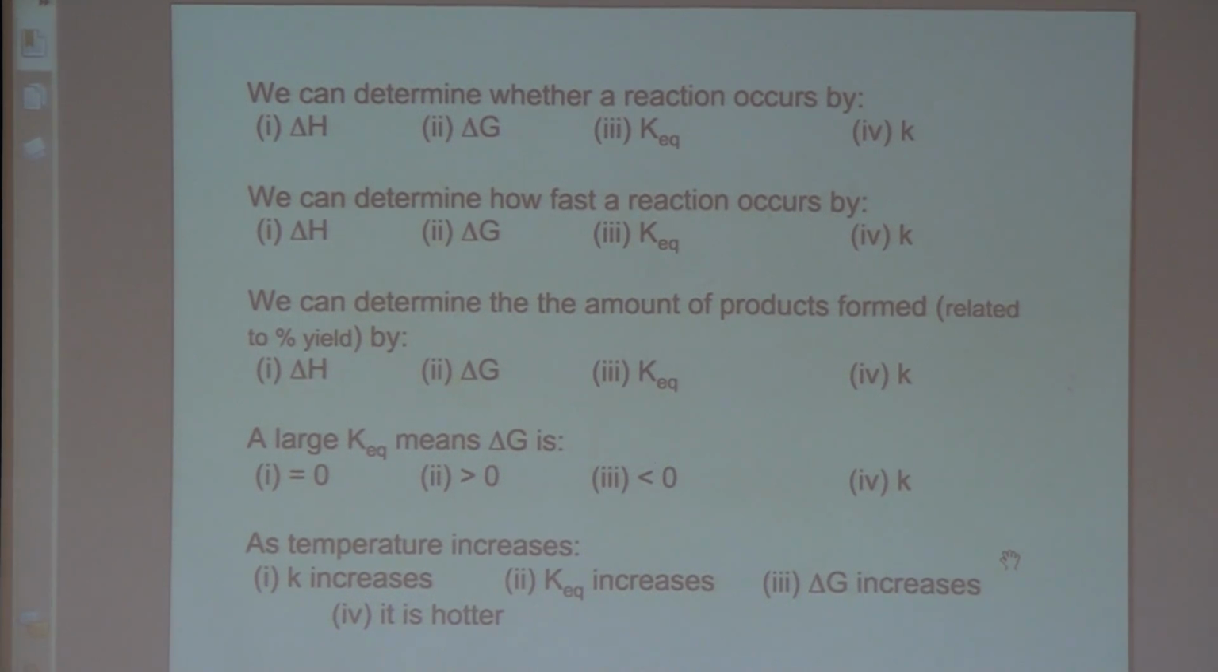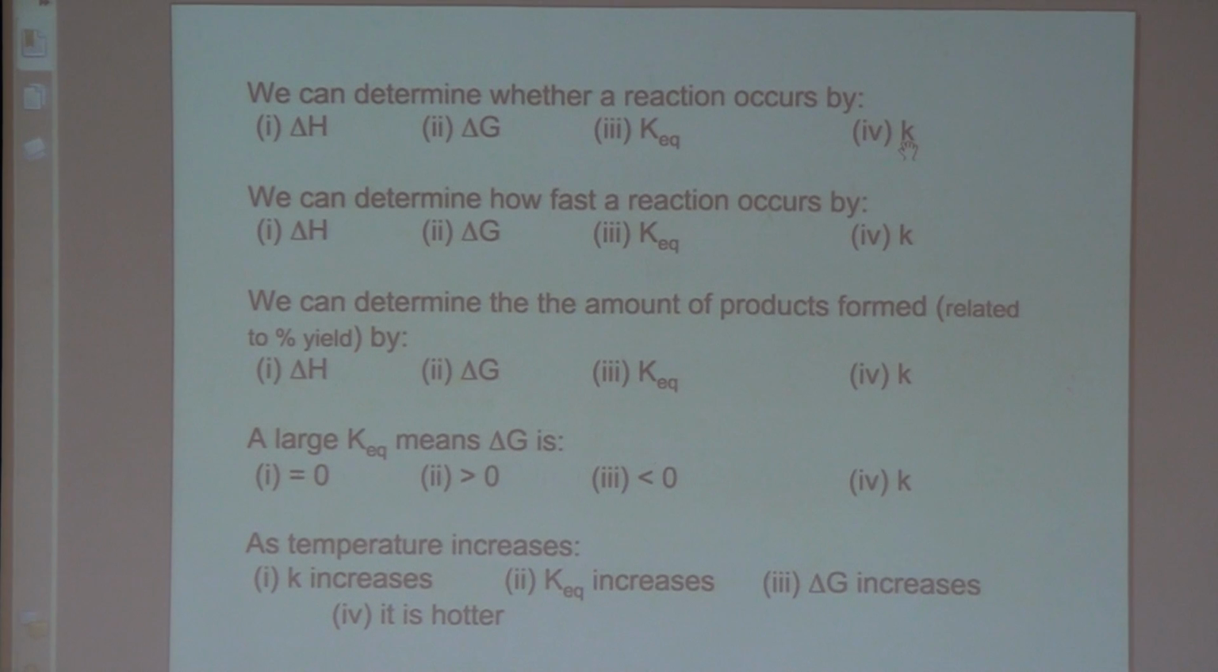Looking up delta H. What about delta G? What about KEQ? What about lowercase k? Now what does lowercase k represent? Yeah, that's the rate constant. Now, whether a reaction occurs, what does delta H tell us? Yeah, whether heat is released or heat is absorbed. So that doesn't really tell us whether a reaction occurs, although it is one of the driving forces.